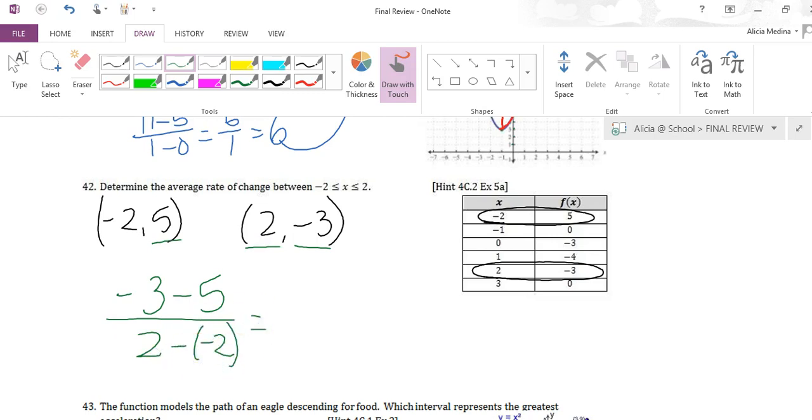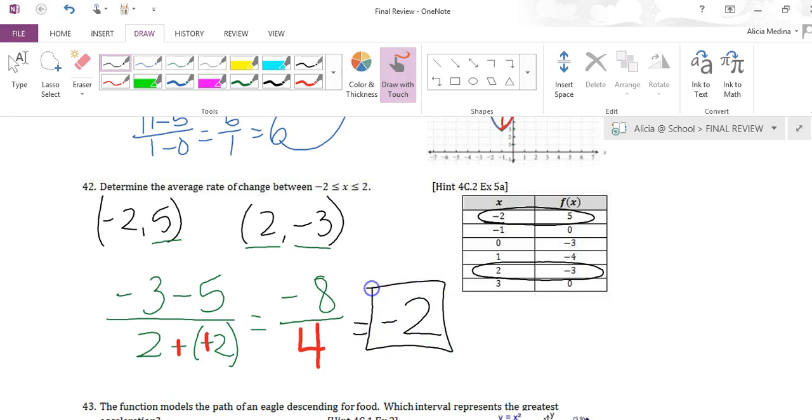-3 minus 5 is going to give me a -8. And 2 minus a negative is going to change to plus a positive. So that will be a +4. And -8 over 4 is going to simplify to a -2. So that is my average rate of change between -2 and +2.